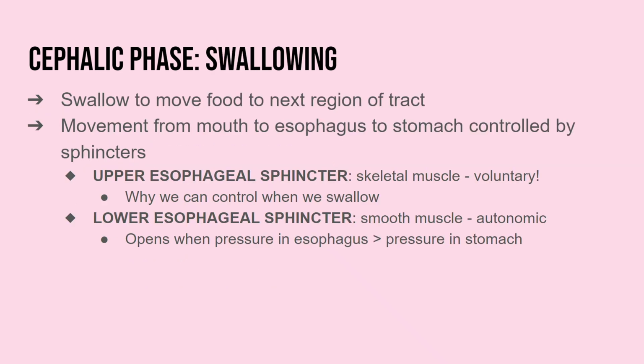So then obviously you swallow to move your food from your mouth into the esophagus, and it's controlled by these 2 sphincters. So you have the upper esophageal sphincter. This is skeletal muscle, which tells you that it's voluntary, and that's how you can control when you swallow. The lower esophageal sphincter is at the bottom of your esophagus, between the esophagus and the stomach. And this one is made of smooth muscle, which tells you that it's not voluntary, or it's autonomic, and it opens when the pressure in the esophagus is greater than the pressure in the stomach.